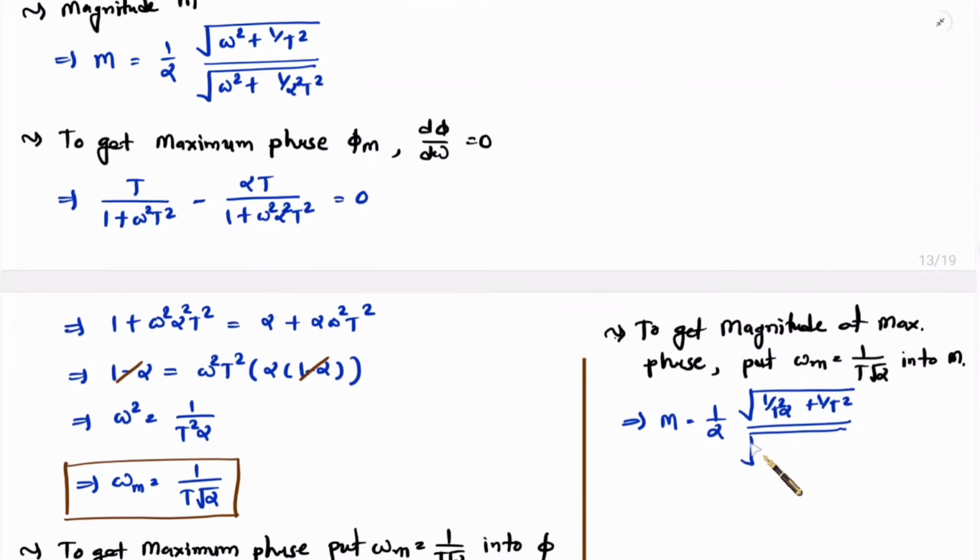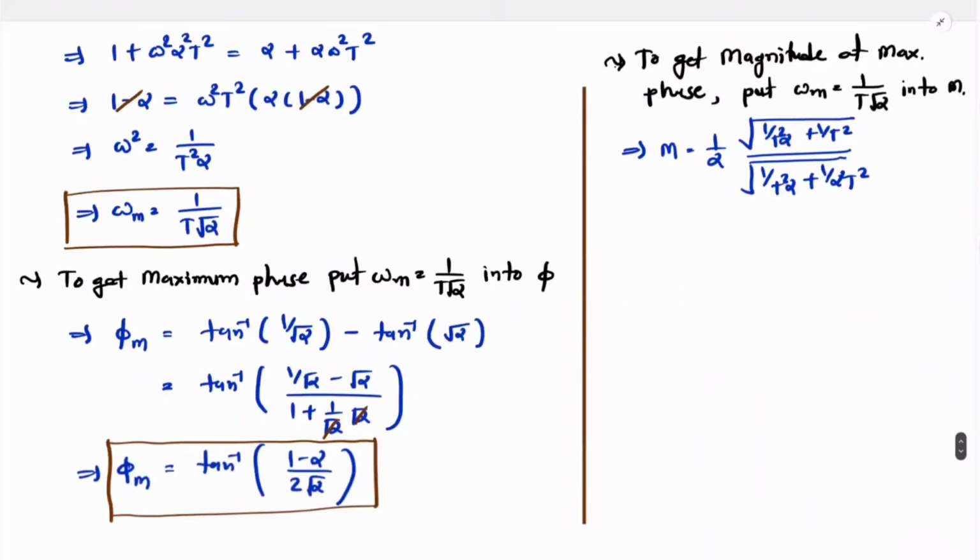And in the denominator, instead of square root of omega square plus 1 by alpha square t square, here we have omega square, where we need to place the square of this, that is 1 by t square alpha plus 1 by alpha square t square. Now we need to simplify this equation.